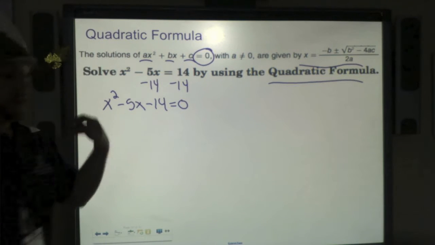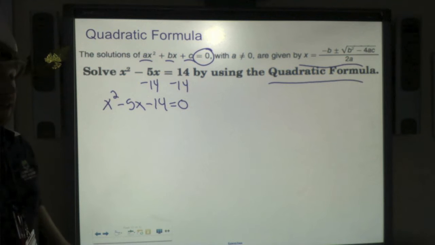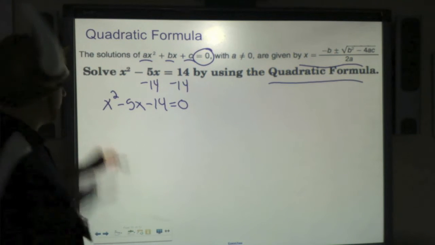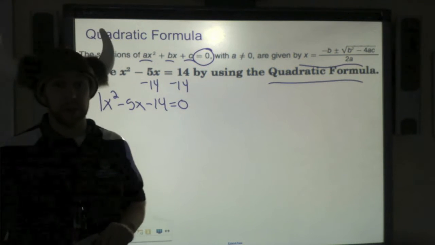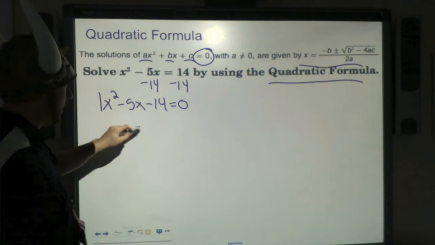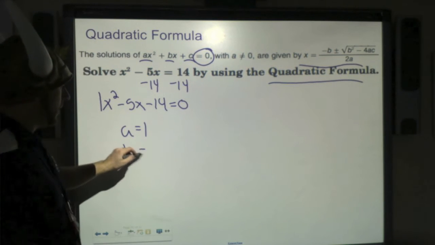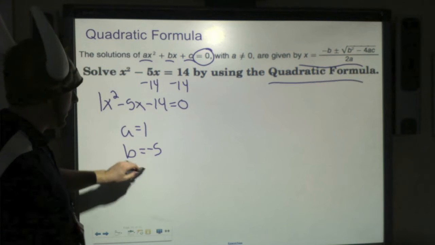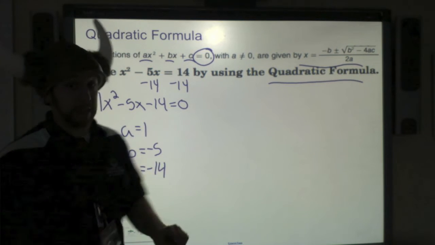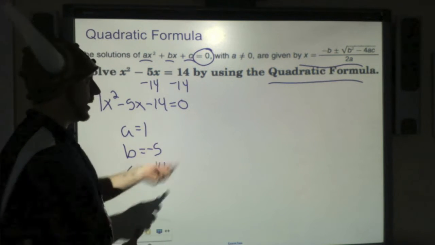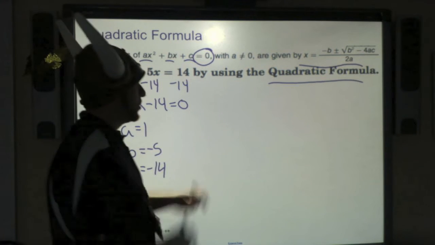I'm sorry for that. Anyway, the next step is to identify a, b, and c. A is always in front of the x squared term. So a is 1, b is negative 5, c is negative 14. So now I plug it into the formula.